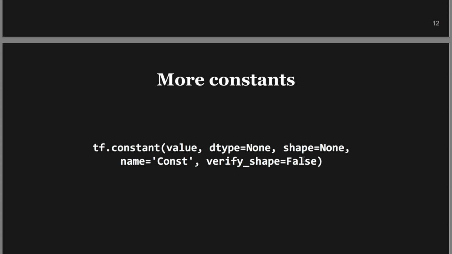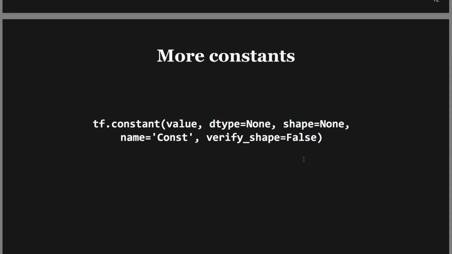Now, let's look at the signature of the tf.constant op. So what we are giving here when we instantiate a constant, when we add that op, I should say, there's a value. You can provide a dtype or it can be inferred.